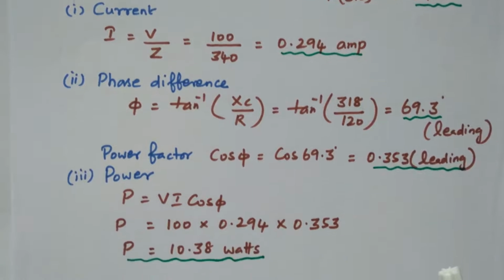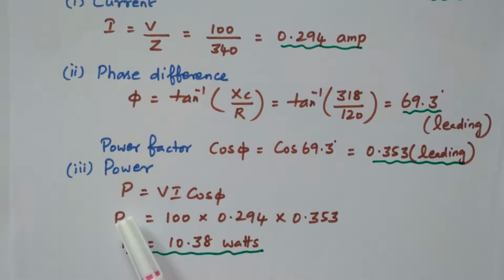Now we will go to the power. This is average power. P equal to V I cos phi. V is 100 volt. The current is 0.294, we calculated. The cos phi value is 0.353. So by simplifying that we can get the value of P. P equal to 10.38 watts. The average power is calculated as 10.38. So now we calculated all the values: current, phase difference, power factor and power.